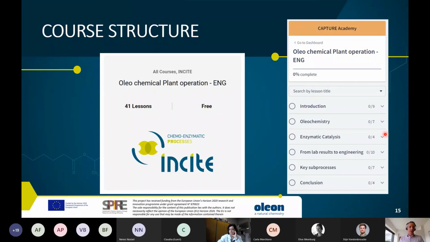On the screen now, you can see on the right-hand side, sorry, the course structure. So this looks like this. After an introduction that is going to recall the objectives of the course, there will be a couple of chapters dedicated to oleochemistry and enzymatic catalysis that are the fundamentals. And since these topics are at the basis of the oleochemical demo plant that is going to be built, that will give us the possibility to elaborate on this and how this can be used to shape the plant on paper into the INCITE demo plant, with the steps that go from the lab results to the engineering and the key engineering documents and key sub-processes that are involved in the construction and the setup of the demo plant.